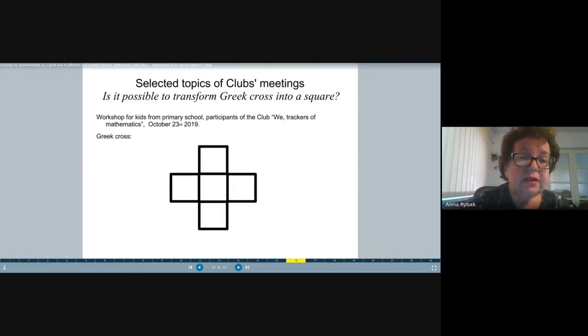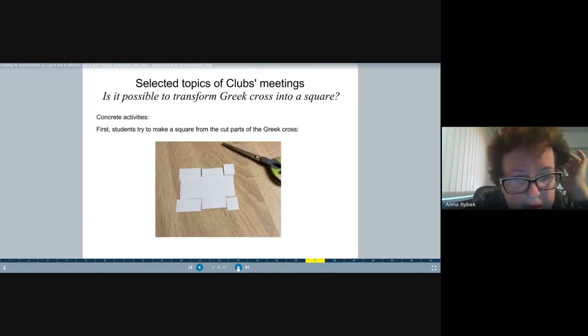Okay, and on the example of this problem, I would like to show how to apply the functional strategy of math education. The problem is: is it possible to transform a Greek cross into a square? This is a Greek cross, a very simple Greek cross. The next, please. And concrete activities.